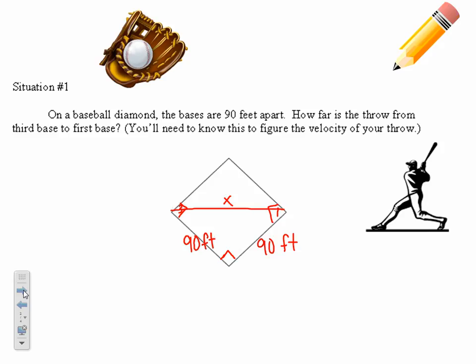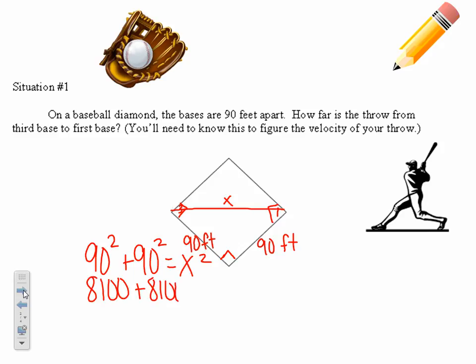So in our calculator, we would go 90 squared plus 90 squared equals x squared, according to the Pythagorean theorem. X is the hypotenuse. And we go to our calculator, and yes, we expect giant numbers. So 90 squared is 8,100, and then I'd have another 8,100. If I add those together, 16,200 equals x squared.